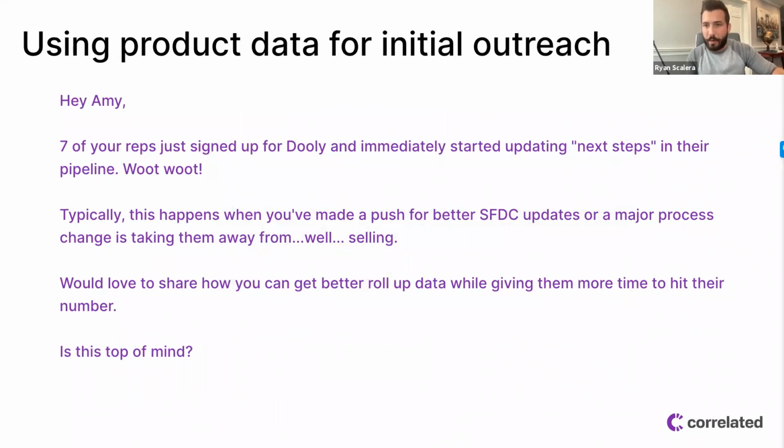So this is an example that I wrote. I'll send it out every once in a while. I like it, and it gets good response rates so far. It said, hey Amy, seven of your reps just signed up with Dooley and immediately started updating next steps in their pipeline. Woot, woot, which is probably not how I would say it in my head. Typically, this happens when you've made a push for better Salesforce updates or a major process change is taking them away from selling. Would love to share how you can get better roll-up data for forecasting while giving them more time to hit their number. Is this top of mind?